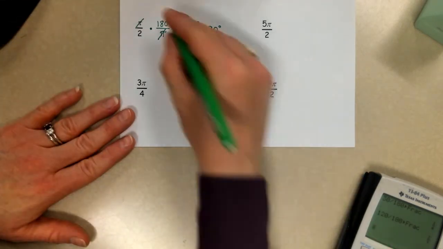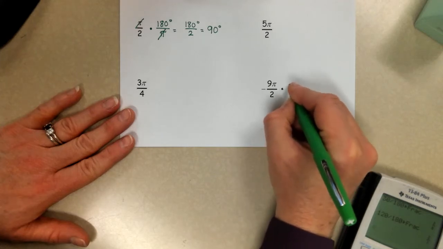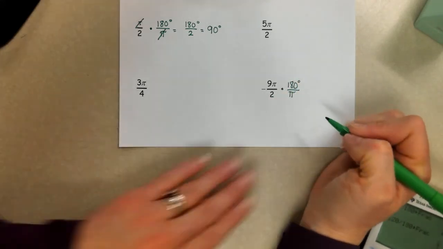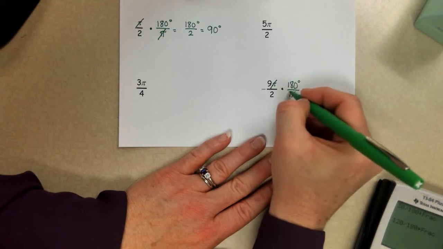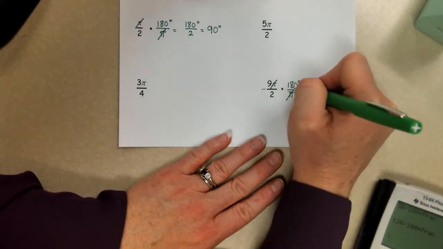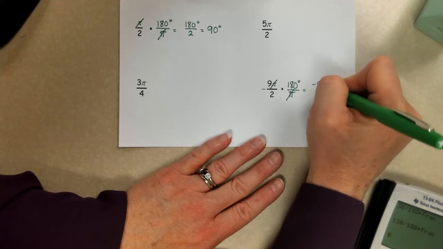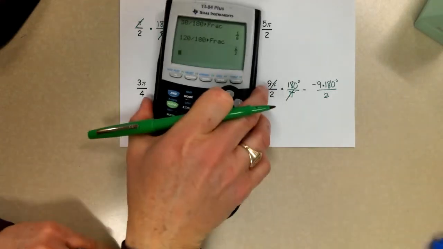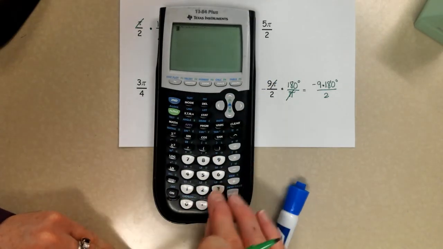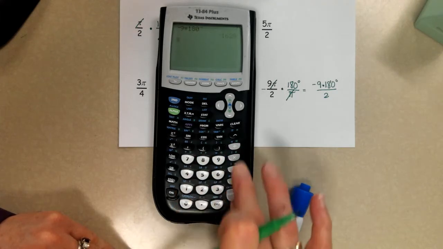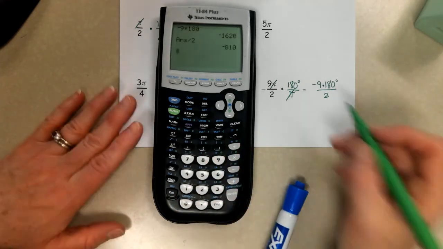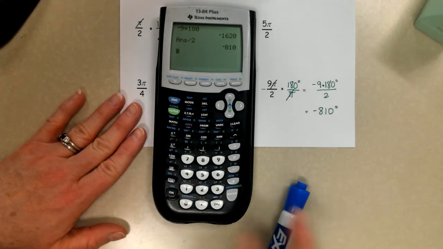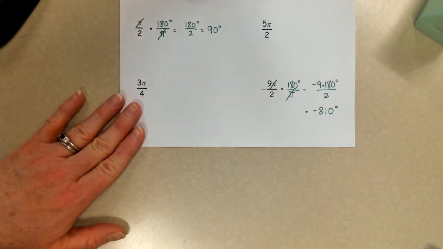I didn't do a positive one or a negative one before, so let me do a negative one down here. I need pi on the bottom to cancel out pi. I need to end up with degrees, so degrees go on the top. Pi symbols cancel out. And I have to do -9 times 180 divided by 2. So in my calculator, -9 times 180 divided by 2, -810 degrees. Okay, that's all there is to it. Practice it, see if you have questions.